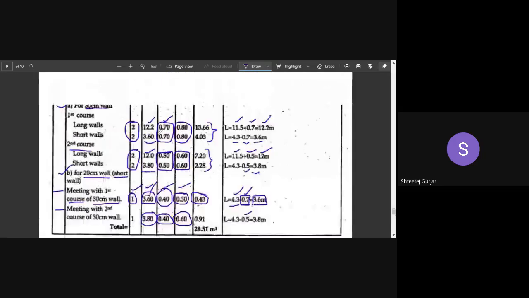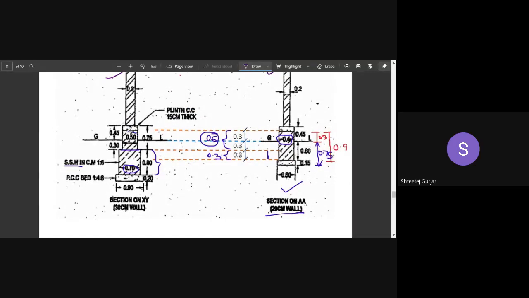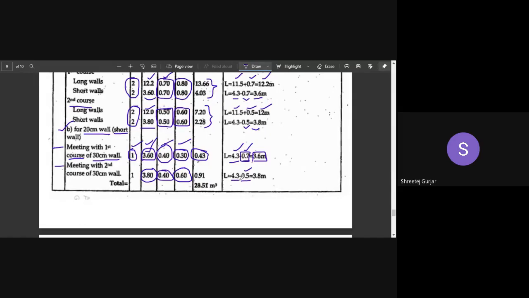But coming to length calculation, I have told you for short wall we need to deduct the width. So what do we need to deduct? We need to deduct the width of the 30 centimeter wall that it is in contact with. So it is in contact with this 0.5 meter width, right? I have told you if the width is greater, we have to deduct that width. It is 0.4 here, so we have to deduct 0.5, not 0.4. So center line length is 4.3 minus 0.5, so we get 3.8, and number of short wall is 1.